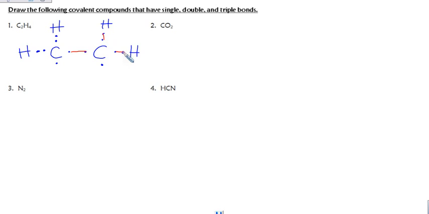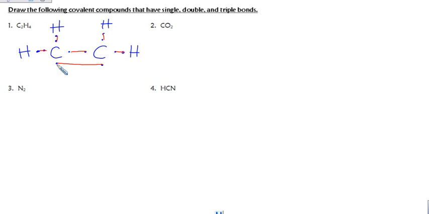A single bond is the sharing of 2 electrons. A double bond is the sharing of 4 electrons. Can you see what's going to happen to the carbons? They each have 1 extra valence electron, and there's nothing else to bond. So we'll just bond them to each other. Here's your double bond. 4 electrons shared between the 2 carbons.